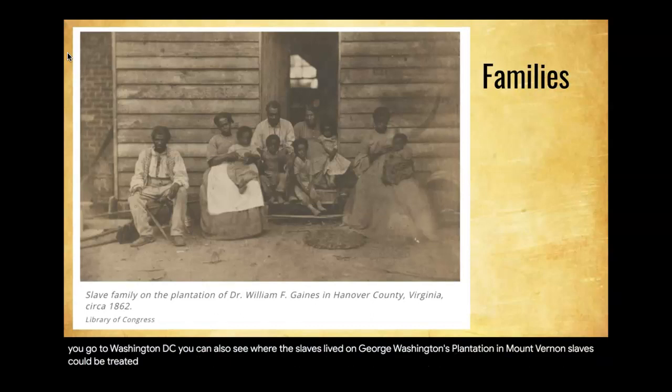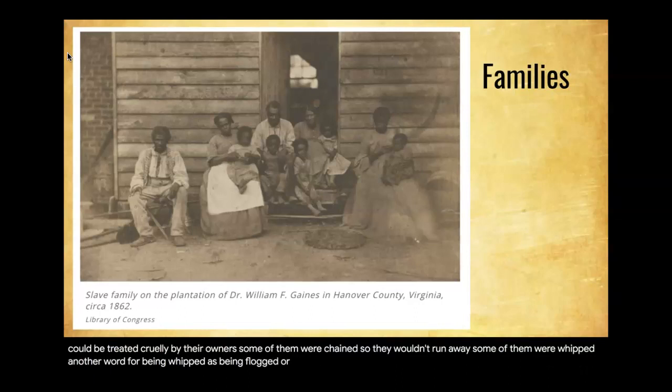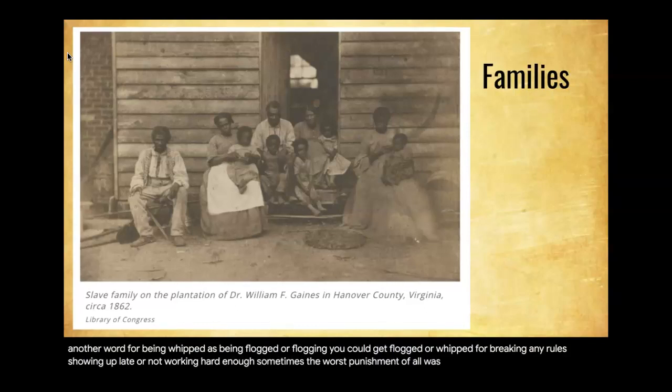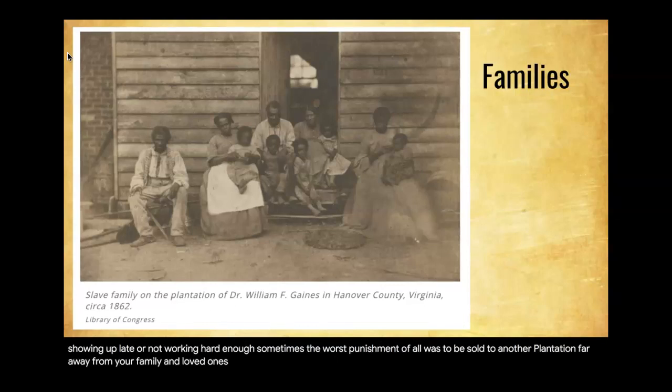Slaves could be treated cruelly by their owners. Some of them were chained so they wouldn't run away. Some of them were whipped. Another word for being whipped is being flogged, or flogging. You could get flogged or whipped for breaking any rules, showing up late, or not working hard enough. Sometimes the worst punishment of all was to be sold to another plantation, far away from your family and loved ones. Being sold was a constant fear among slaves, since it could happen when their owners died or if their owners needed more money.